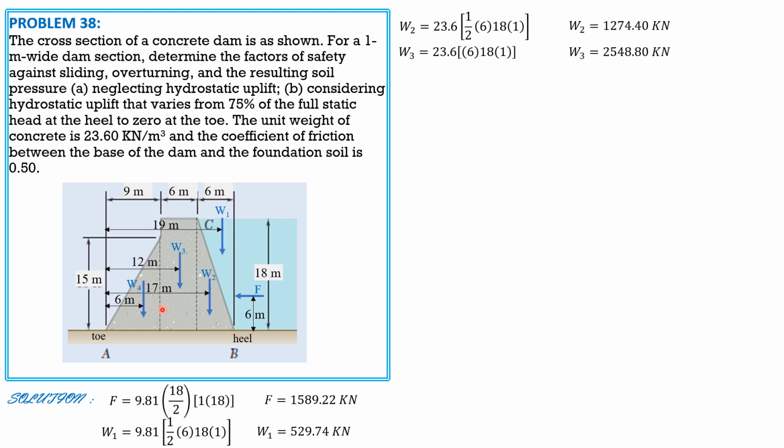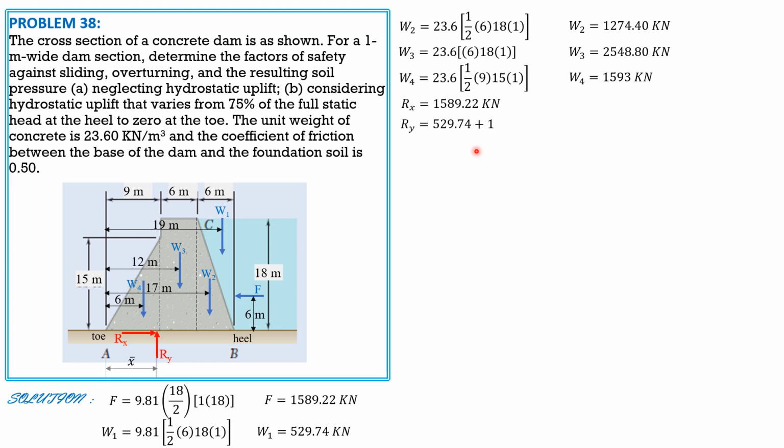Then weight sub 4, masonry, 23.6 times 1/2 of 9 times 15 times 1. So it is equal to 1593 kilonewtons. So Rx is equal to F, and Ry is the sum of the weights. And the distance of Ry from the toe is denoted by bar X. So Rx is equal to F, 1589.22 kilonewtons.